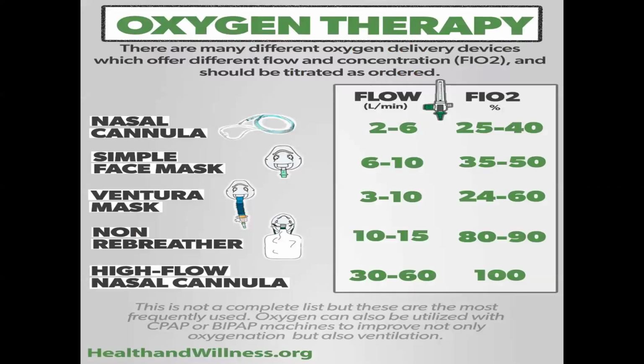Okay, I'm going to end the presentation by talking a little bit about oxygen therapy. Okay, so we have different types like nasal cannula, simple face mask, the Venturi, non-rebreather, and the high flow oxygen nasal cannula. This one is kind of new, sort of recent, and with this one, you get a flow of about 30 to 60 liters per minute, and you can achieve 100% FiO2 with it.